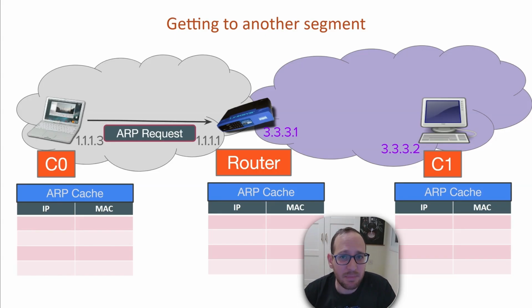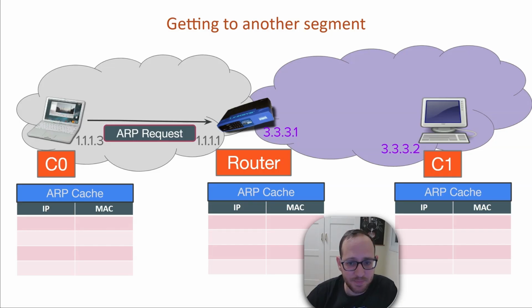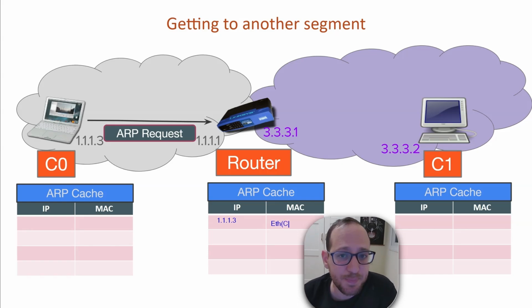The router is liable to reply, but even before it does, the router will learn something important here. It learned that the IP of C0 is 1113, and its MAC is the MAC of C0. I'm not going to write full MAC addresses here, but just say the Ethernet address of C0. How did it learn it? Because it appears in the ARP request, as we've seen when I opened Wireshark. So this is stored in the cache.